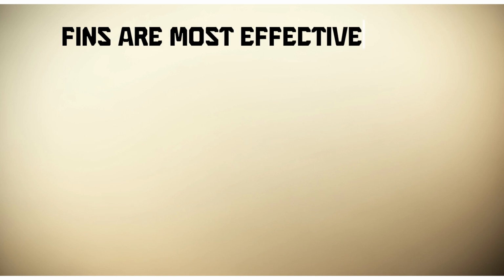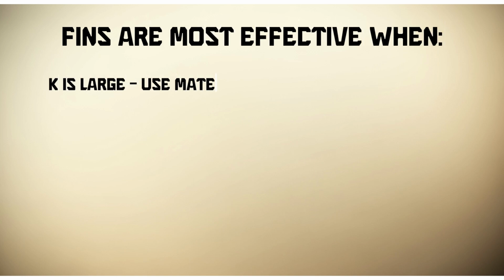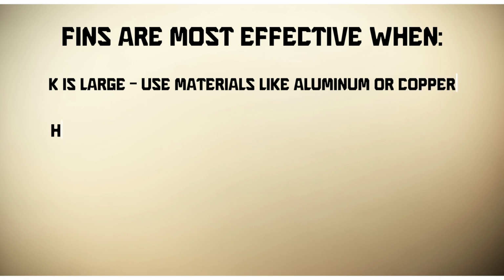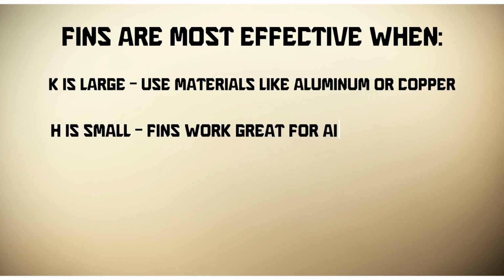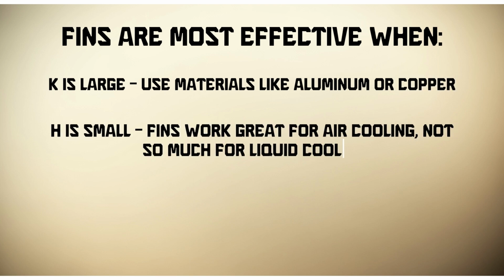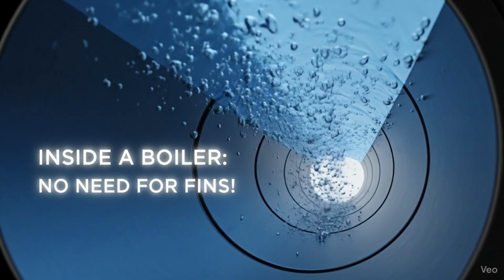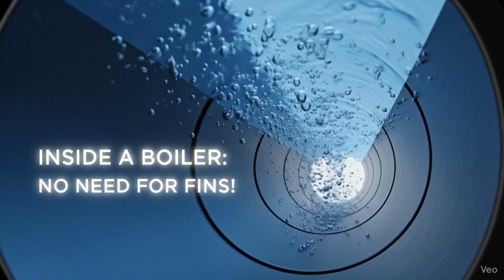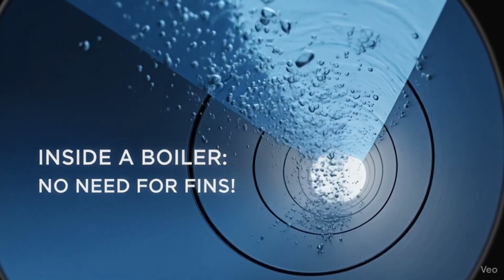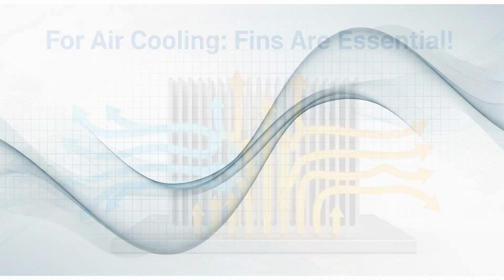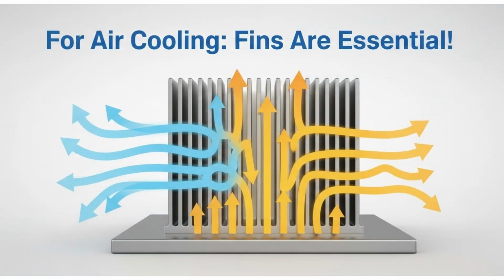Look at this carefully. Fins are most effective when k is large, use materials like aluminum or copper. h is small, fins work great for air cooling, not so much for liquid cooling. P over Ac is large, thin fins with lots of perimeter. This is why you'll never see fins on the inside of a boiler where water is boiling. The convection coefficient is already huge. But for air cooling, fins are essential.